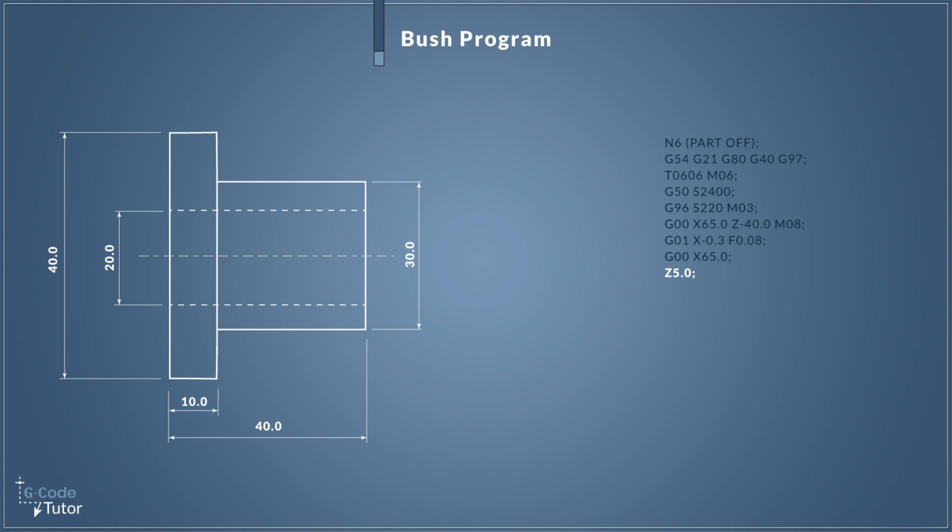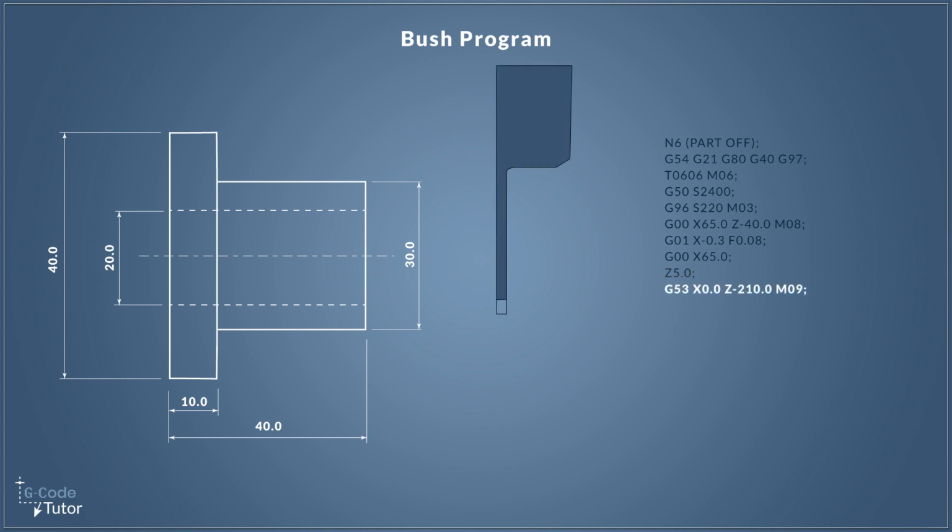Now, the reason I've done this on 2 lines is if our parting off failed, say our tip broke and the part didn't part off, we still wish to move in X first and then Z so we don't collide the tool with the failed parting off material.